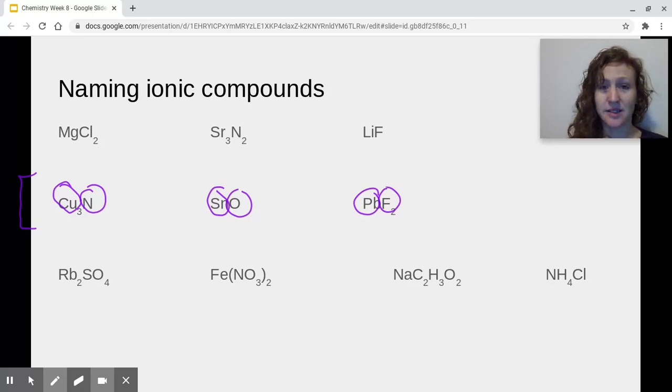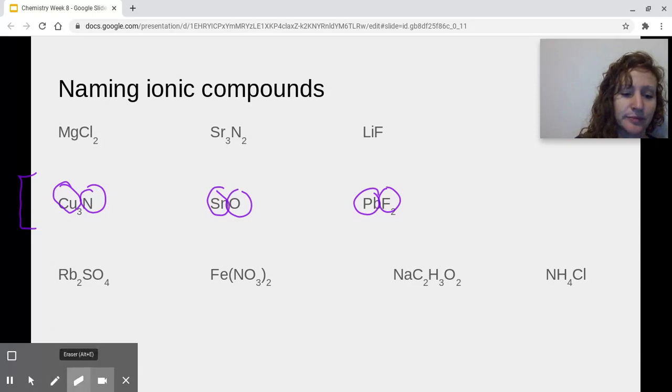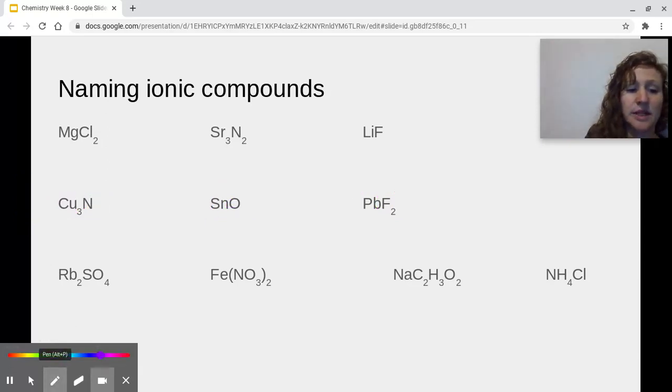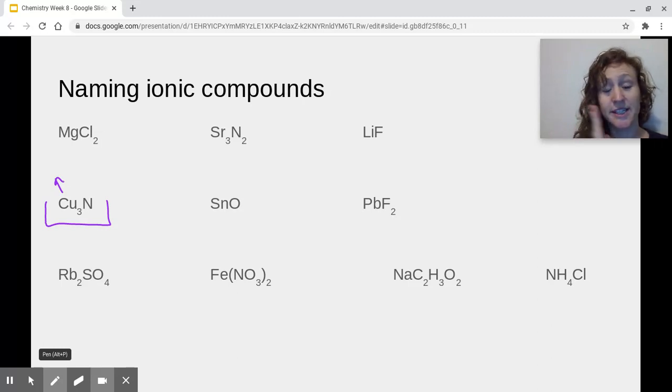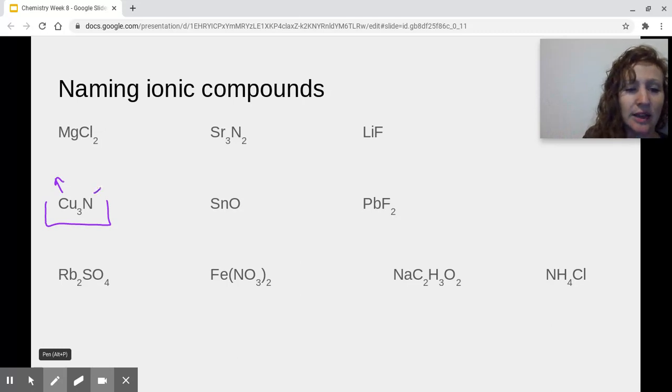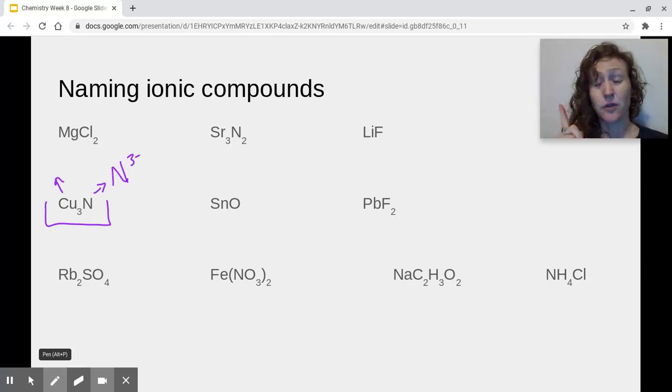Well, that means before we can do that for these compounds, we need to stop and consider what ion we're dealing with. So let's go through these examples. Okay, Cu3N. We know that copper can be a copper 1 or a copper 2. So in order to decide which one we're dealing with, we want to look at the nitrogen. This nitrogen is nitride. Nitrogen only forms one ion, so we automatically know which one it's going to be. It's going to be N3 minus. That's the only option for nitrogen.